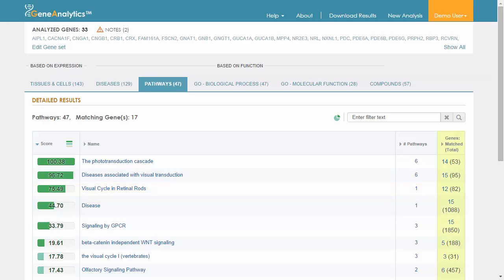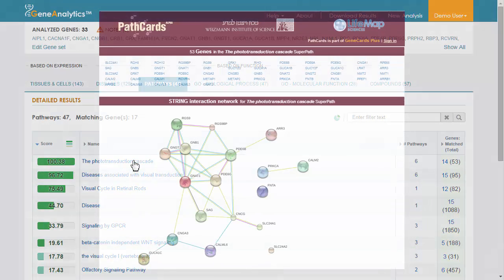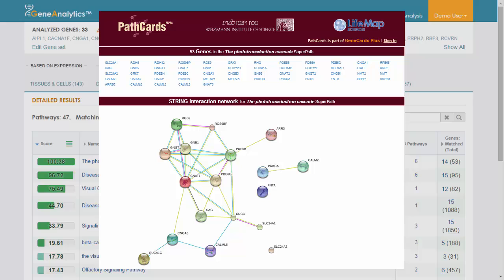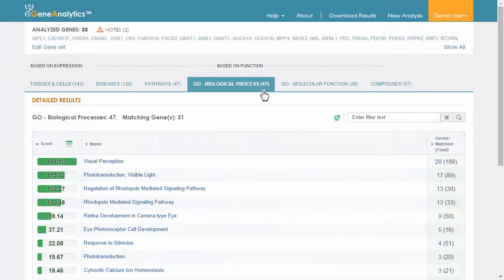The list of genes involved in each pathway is available by clicking on the number of matched genes. Each pathway is also linked to its relevant card in PathCards, a novel integrated pathway database which unifies pathways from multiple data sources based on their overlapping related genes. The gene ontology section provides results and additional information about biological processes and molecular functions associated with its gene set.